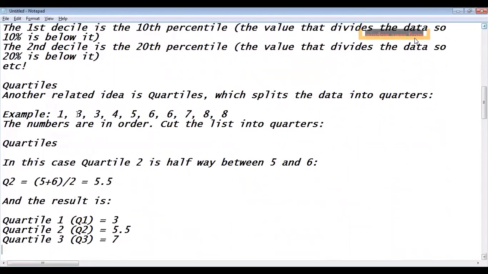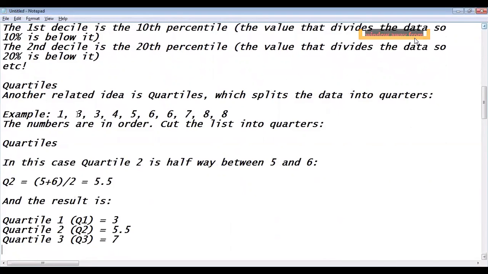So for example, you can see there we have sorted data: 1, 3, 3, 4, 5, 6, 6, 7, 8, 8. So this is the data. So totally there are 10 values. 1, 2, 3, 4, 5, 6, 7, 8, 9, 10. There are totally 10 values, and the data is arranged in ascending order. So the numbers are in order.